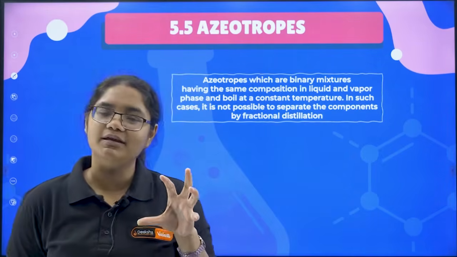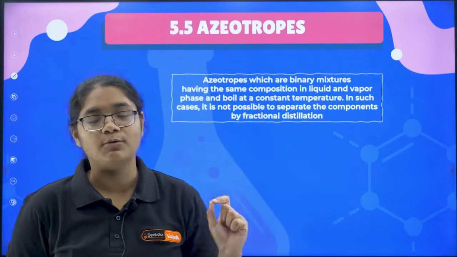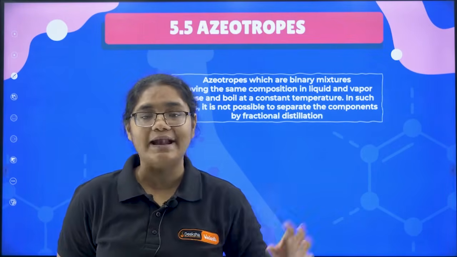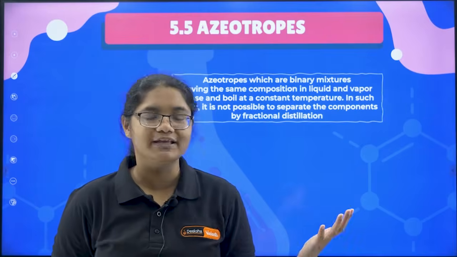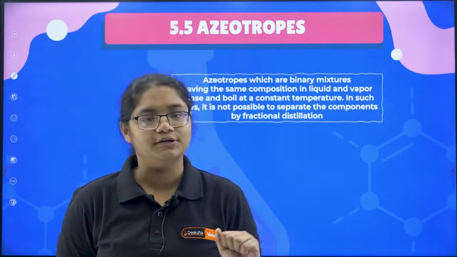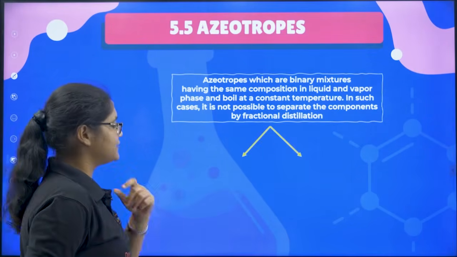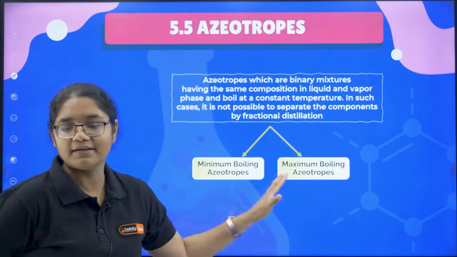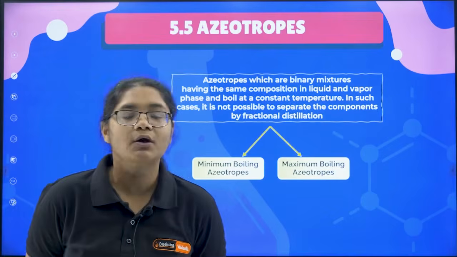So this is a very unique type of mixture and is possible only at certain compositions. You cannot take any random solution and prepare azeotropes. These are very unique solutions. In azeotropes we have two types: one is the minimum boiling azeotrope, another is the maximum boiling azeotrope.